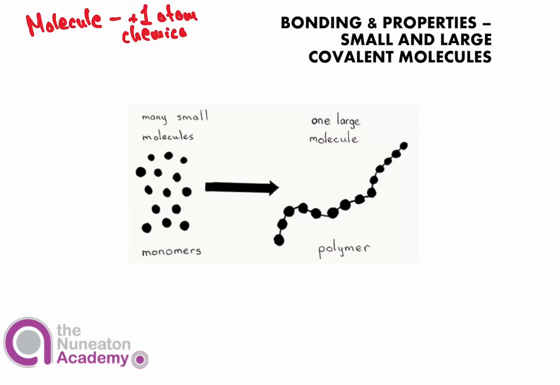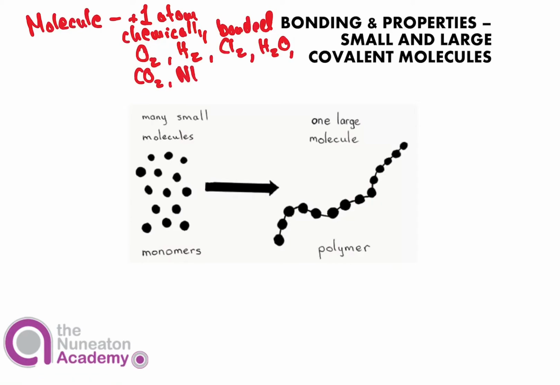You've got to bear in mind that this can be atoms of the same element, such as oxygen, hydrogen, or chlorine, but it can also be atoms of different elements, such as water, carbon dioxide, ammonia, methane, etc., etc. Now, substances that we would say consist of small molecules can consist of anything up to around 8 atoms that are chemically bonded.